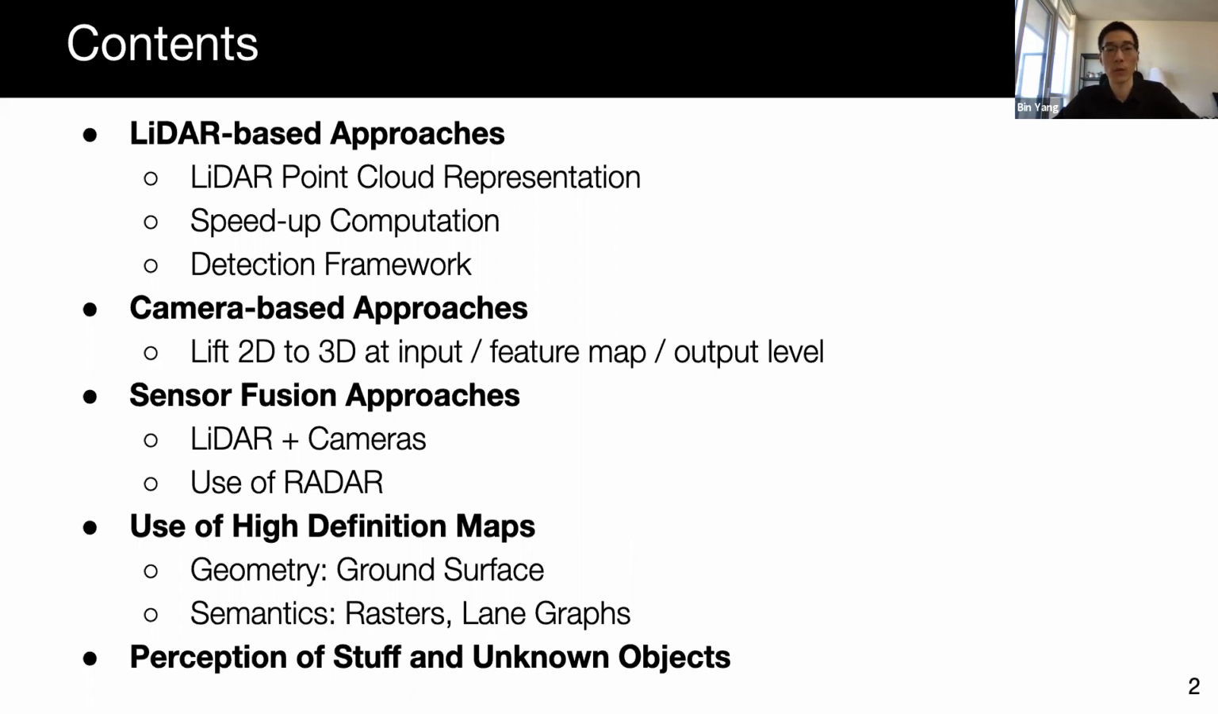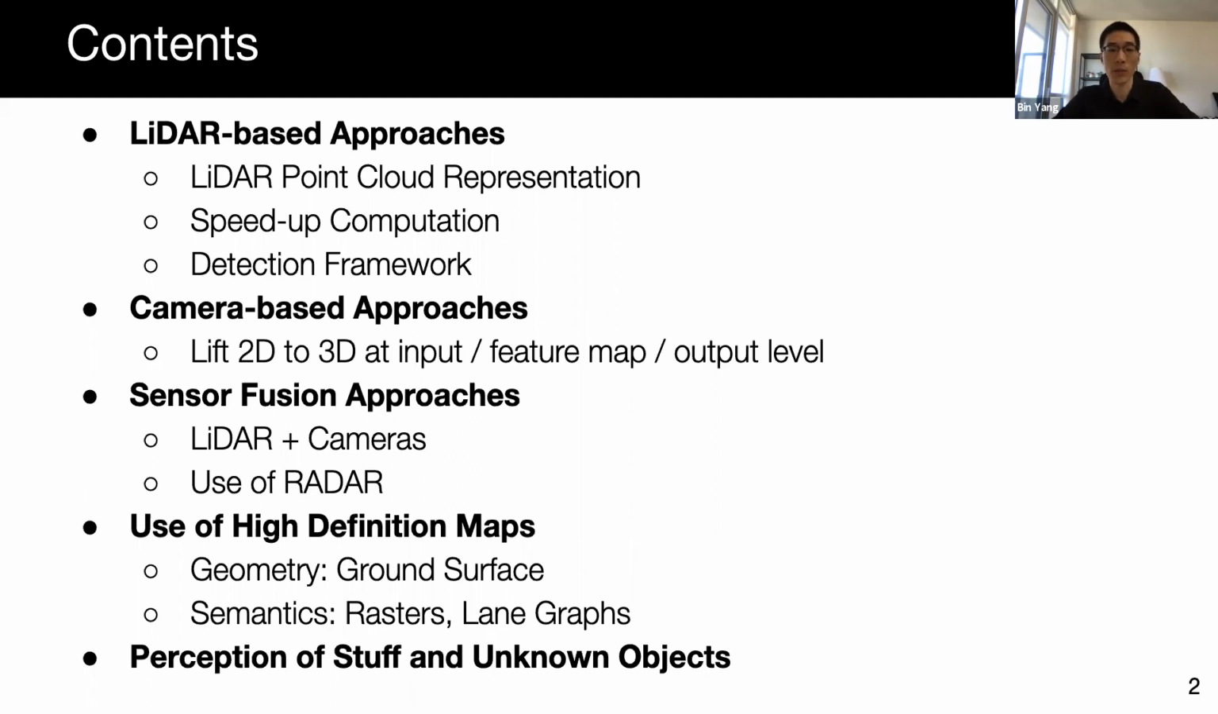We'll then move on to approaches that perform 3D perception using a more affordable sensor, cameras. Afterwards, we will talk about sensor fusion techniques that jointly process LiDAR and camera data, as well as radar data. Apart from multiple sensors, we can also exploit prior knowledge like high-definition maps to improve the system robustness. HD maps are built for various purposes for practical self-driving systems, and here we discuss the use of HD maps in the context of 3D perception mainly.